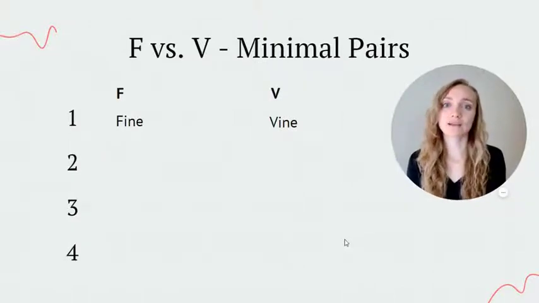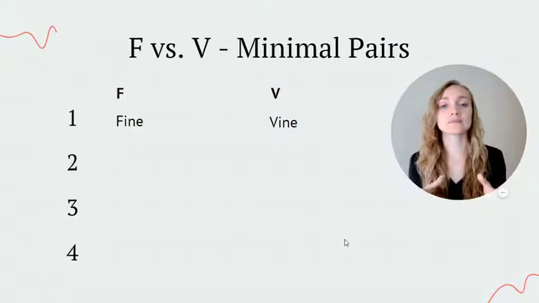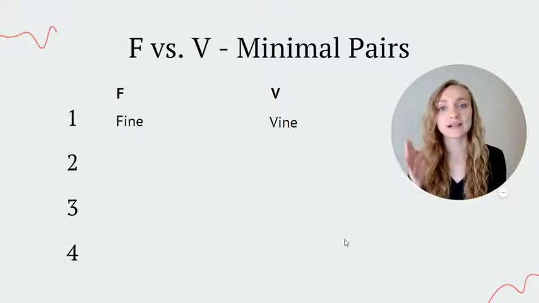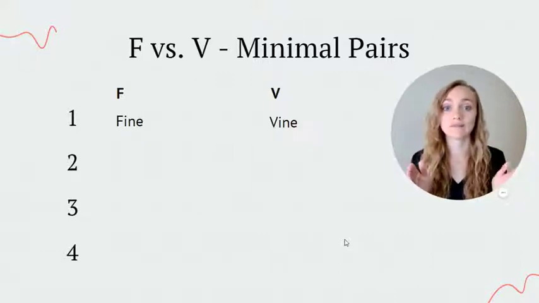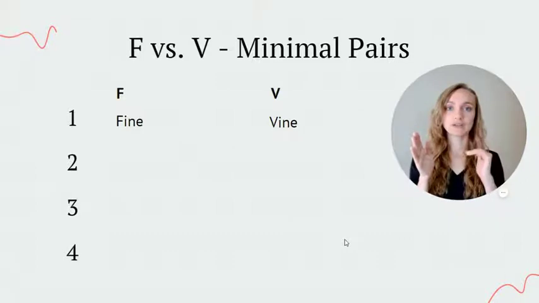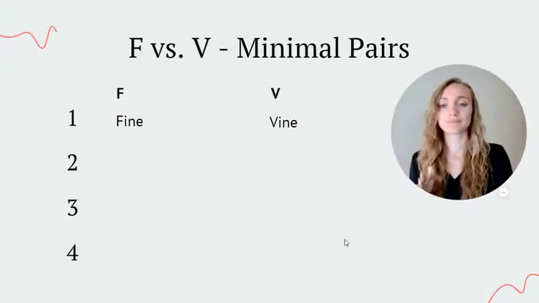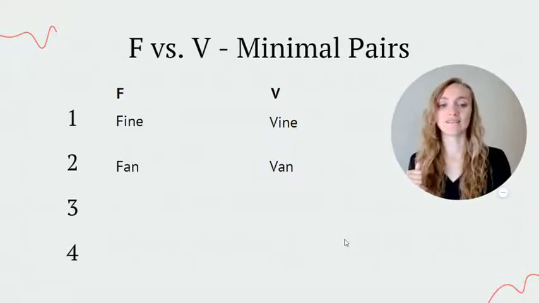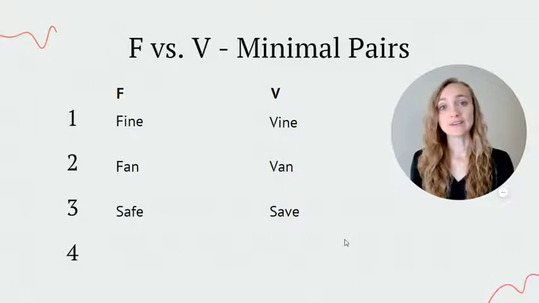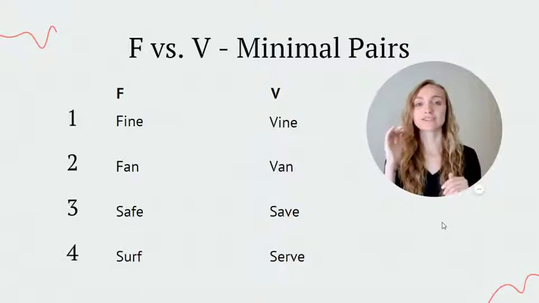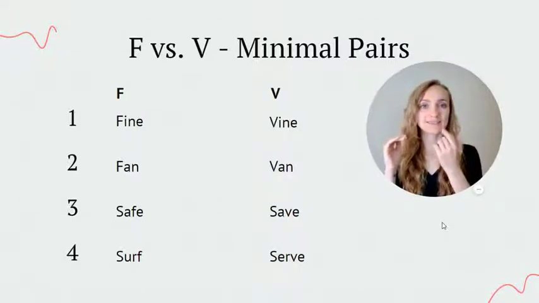And we'll practice minimal pairs, or pairs of words where the only difference between one word and the other is in one sound. So in this case, the difference is between an F or a V sound. So here are some examples. Fine with the F, no vibration. Fine, vine. Deepen your voice if you need to find the vibration. Fan, van. Vibration, van. Safe, save. Surf, serve. Surf, serve with vibration.